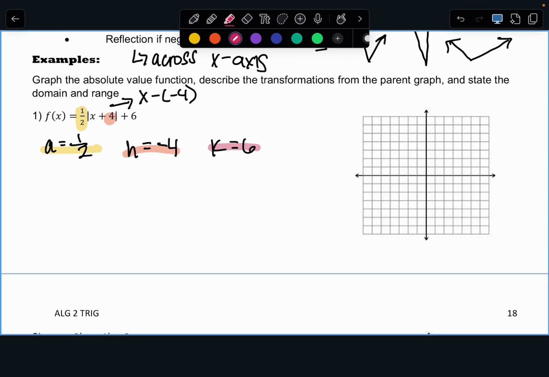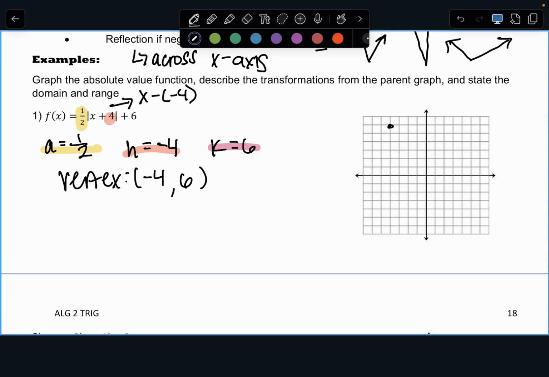I have those values. Let's graph it by finding my vertex first. My vertex is just the ordered pair H, K. So what ordered pair is my vertex? Yeah, -4, 6. We plug in H, we plug in K. We graph it. Boom. My vertex is up there.